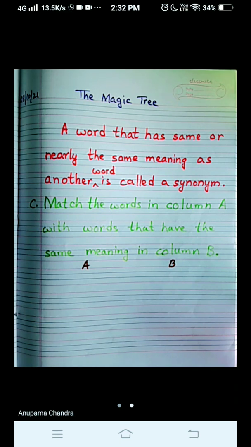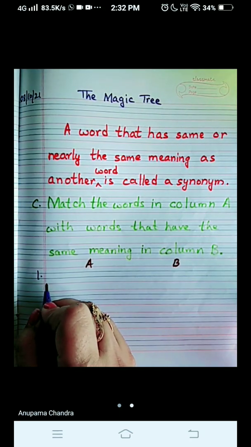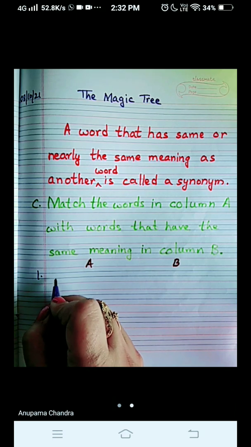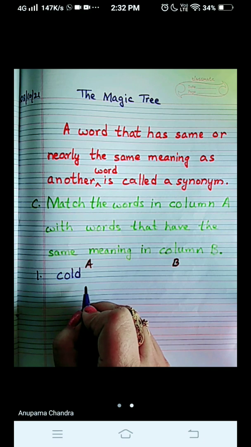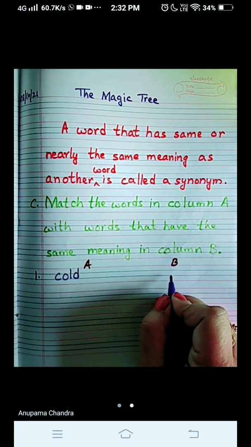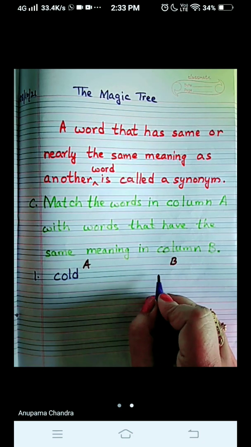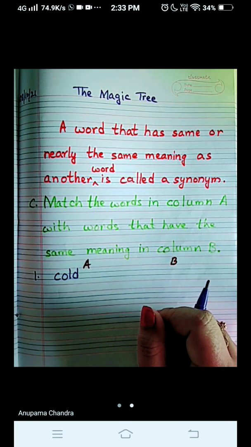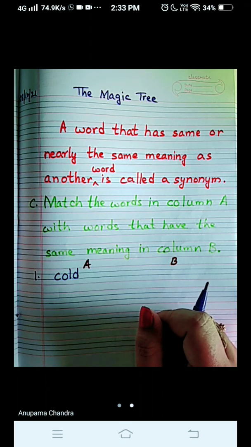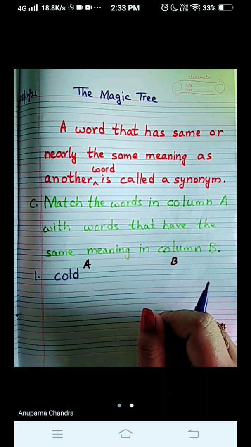Number one is, what is the first word given in your book? Cold. C-O-L-D, cold. Okay, I am going to write the correct option here in front of cold. What are the options? Check it out, children. In your book, A is given clean, B is correct, C is small, D is chilly, and E is warm.